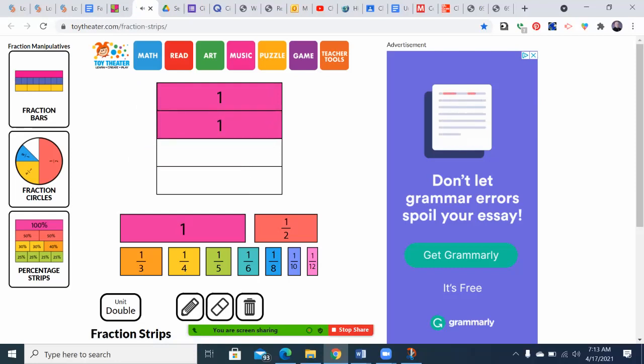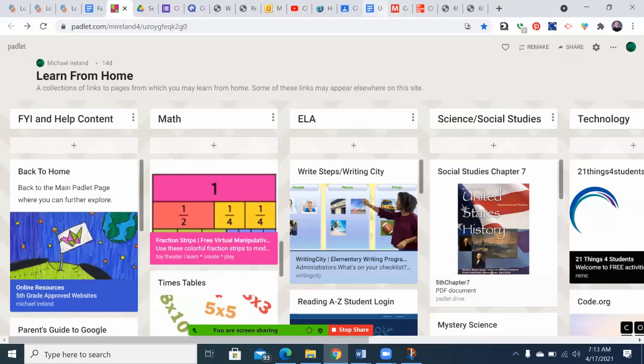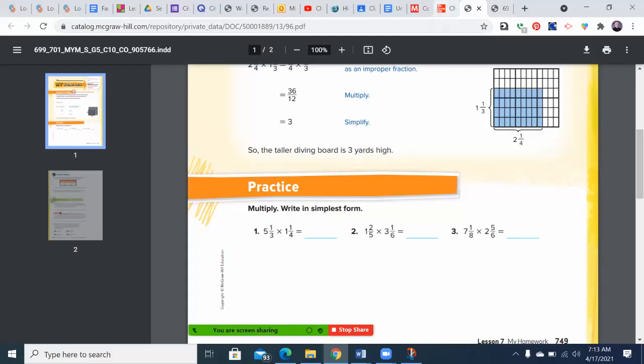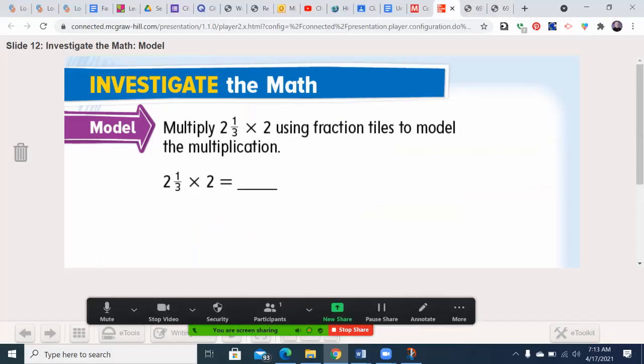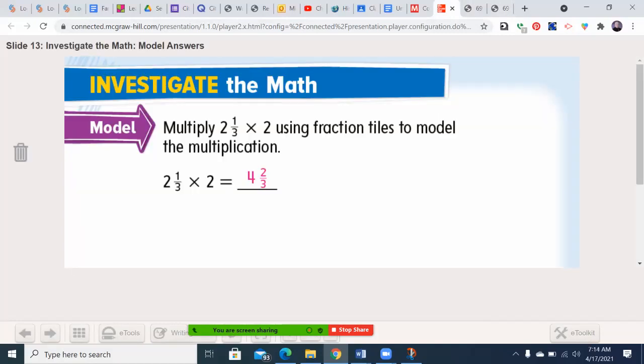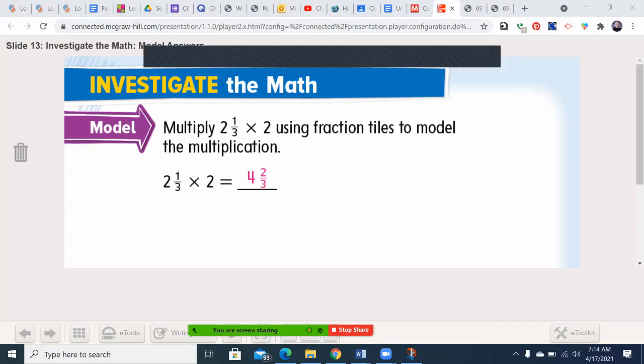Oh, I don't have enough lines. Times 2. So now I'll do it again. Yeah, I can't go that far. So these fraction tiles are not going to be of much use to me right here. But we tried. Let's see what they have if they showed them to us. And they didn't. I'm not sure why you would have wanted to use fraction tiles there.